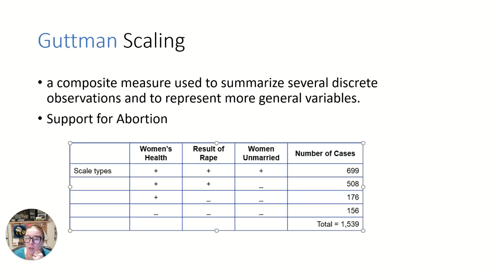A Guttman scale is a composite measure used to summarize several discrete observations and represent more general variables. Here's an example of one for support for abortion.